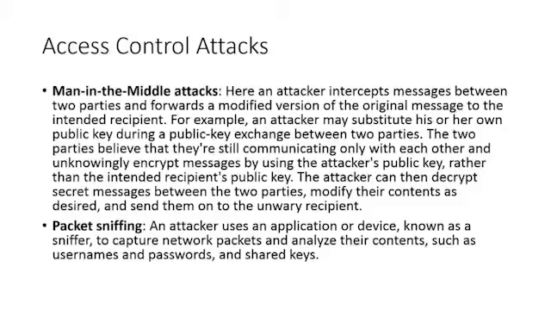Another access control attack, man in the middle. Now, I don't have to be right in the middle. It doesn't have to be 50-50. So I have to be somewhere between the communication ends, right? So here an attacker intercepts messages between two parties, and what I can do is forward and modify versions of the original message to the intended recipient. So I can fake the data.